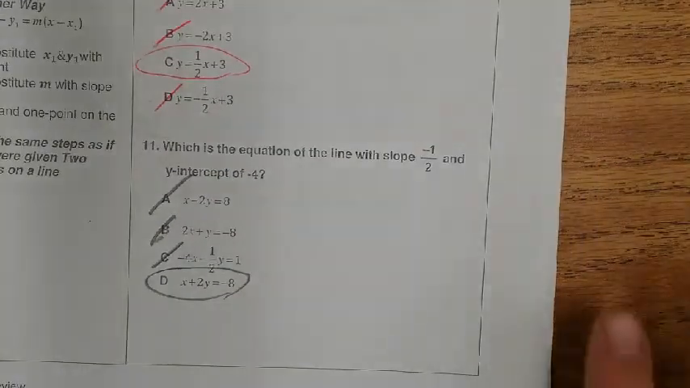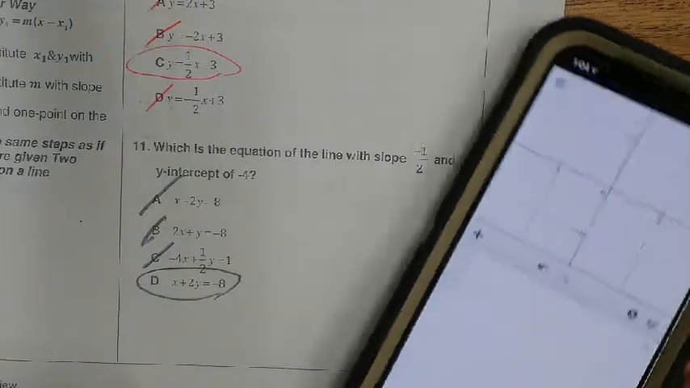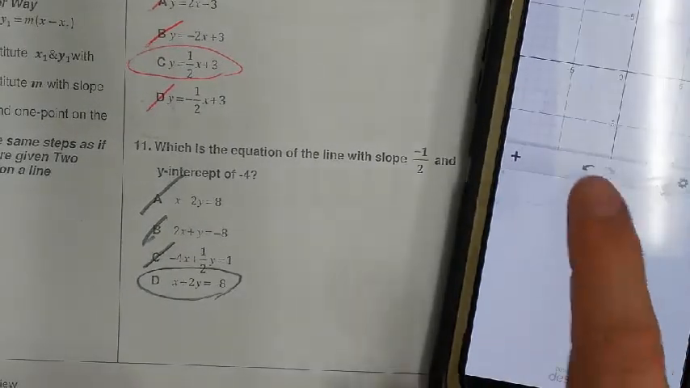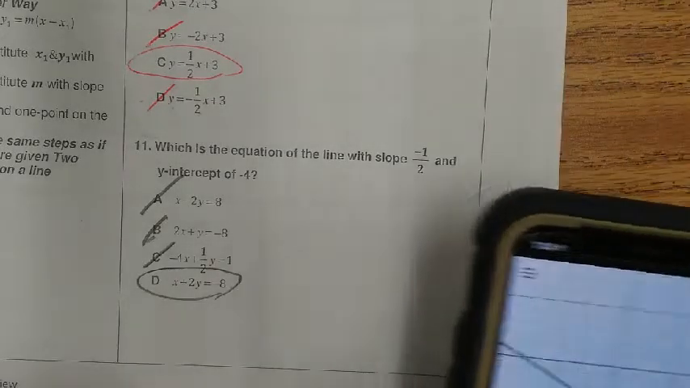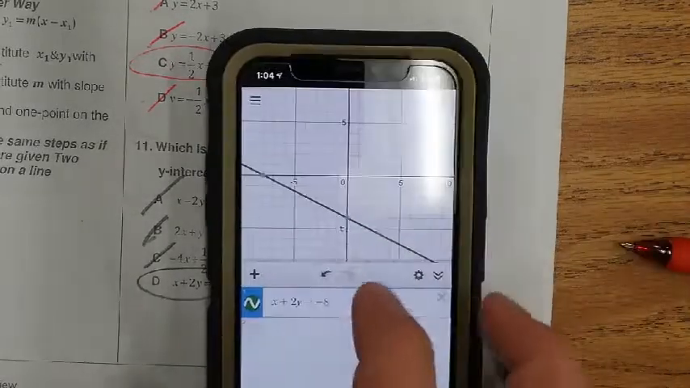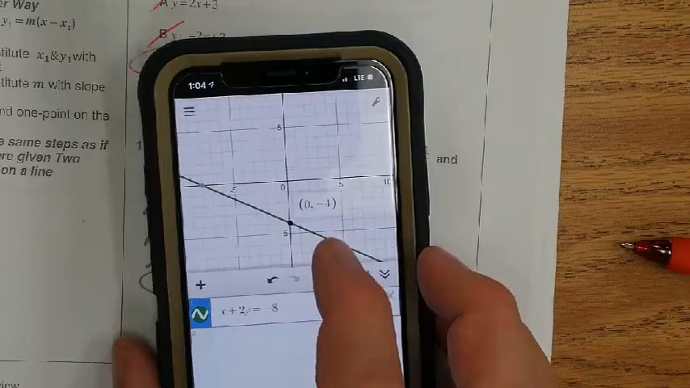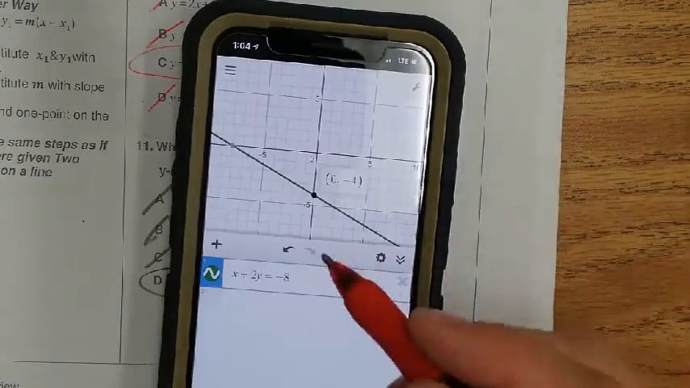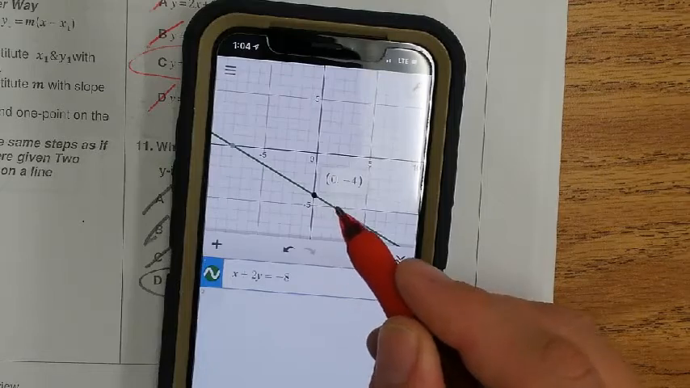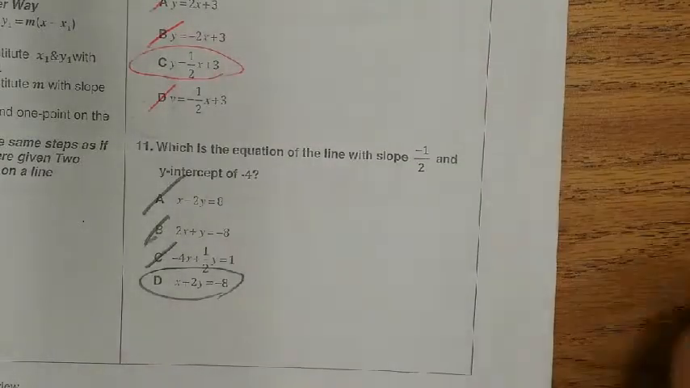Okay, same thing here. You just type in all these. I'll go ahead and show you the right answer since I already have it circled. Here we have x plus 2y equals negative 8. Whenever you type that in, the y-intercept of negative 4 means it crosses the y-axis at negative 4. As you can tell, it does. And then a slope of negative 1/2. That means we would go down 1 over 2, down 1 over 2, down 1 over 2. So everything lines up with that.